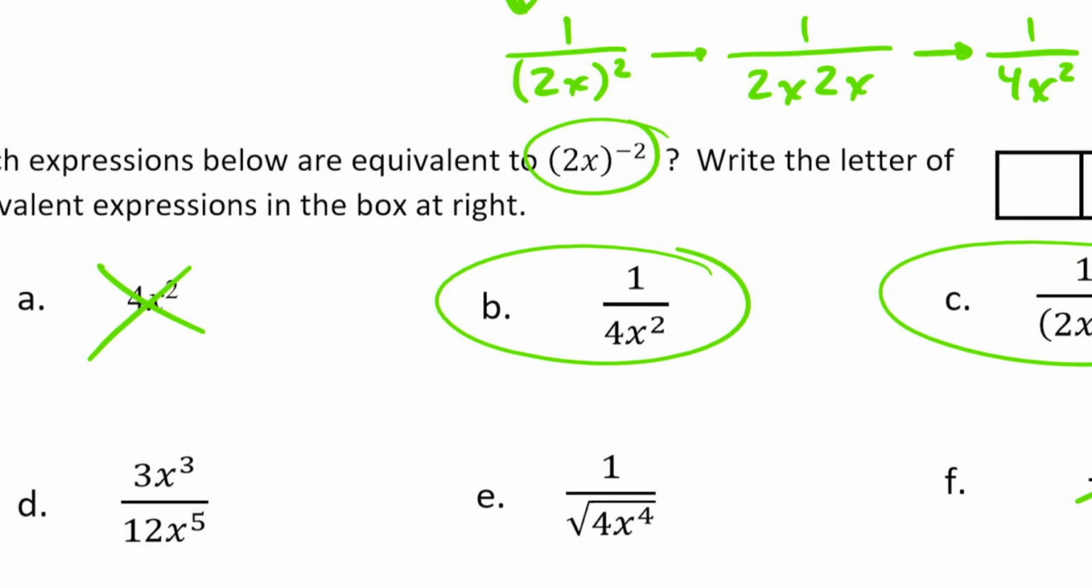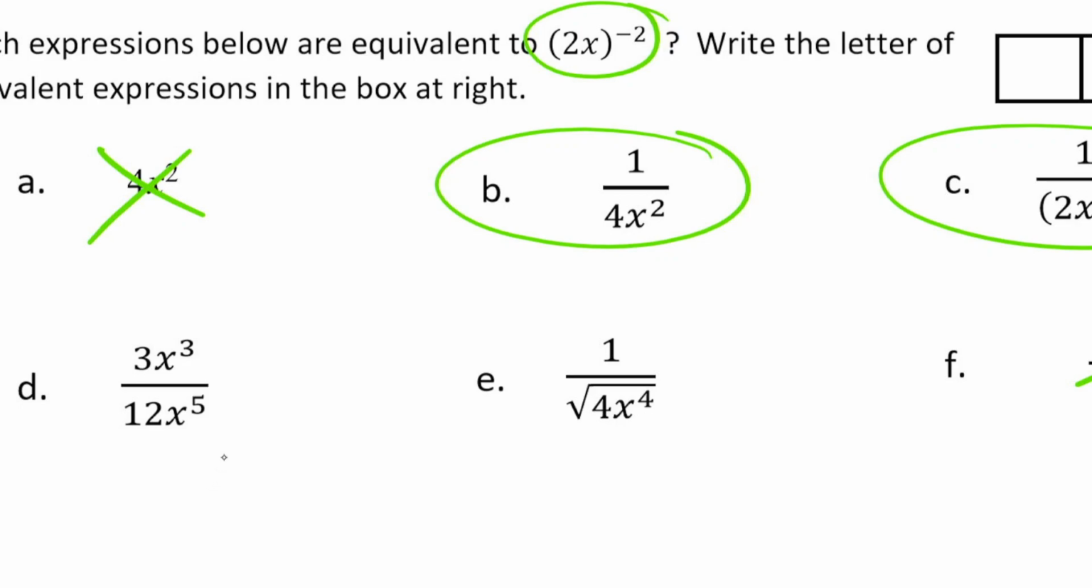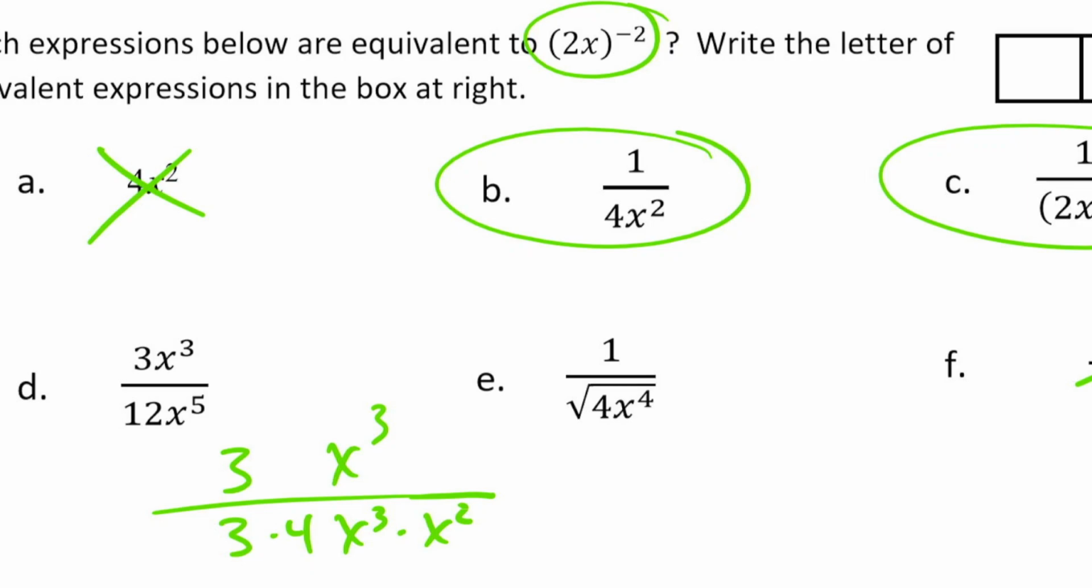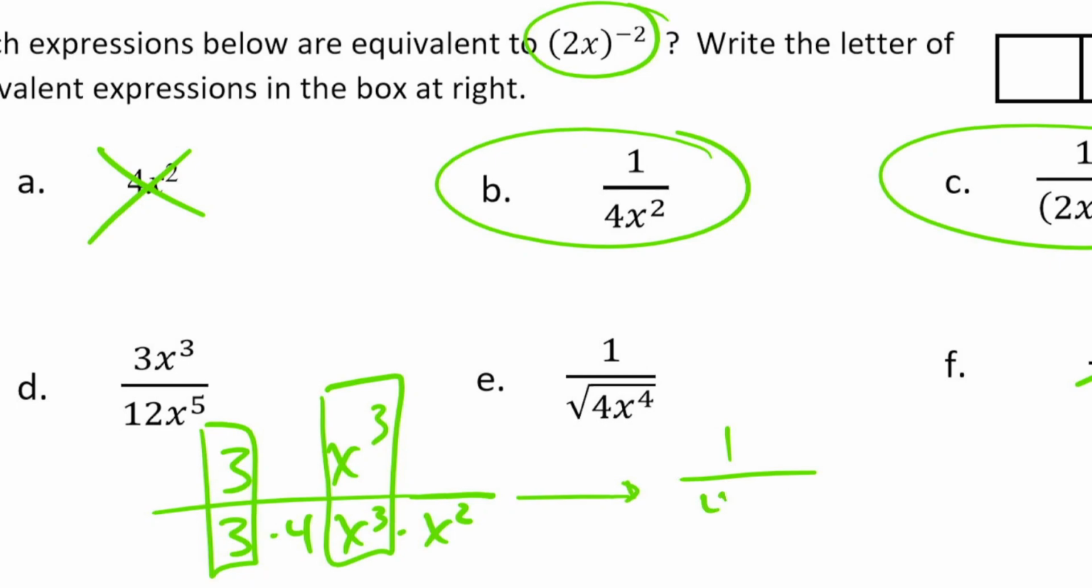Let's see, D. If I look at D, D has a common factor of 3. So I can write that as 3 times 3 times 4, or 3 over 3 times 4. And then I've got an x to the third and an x to the third times an x squared. And you can see that there's a 1 in the form of 3 over 3 and x cubed over x cubed. So what I'm left with is the top is the number 1 and the bottom is 4x squared. So this is the same also. So we've got B and C and D are the same.